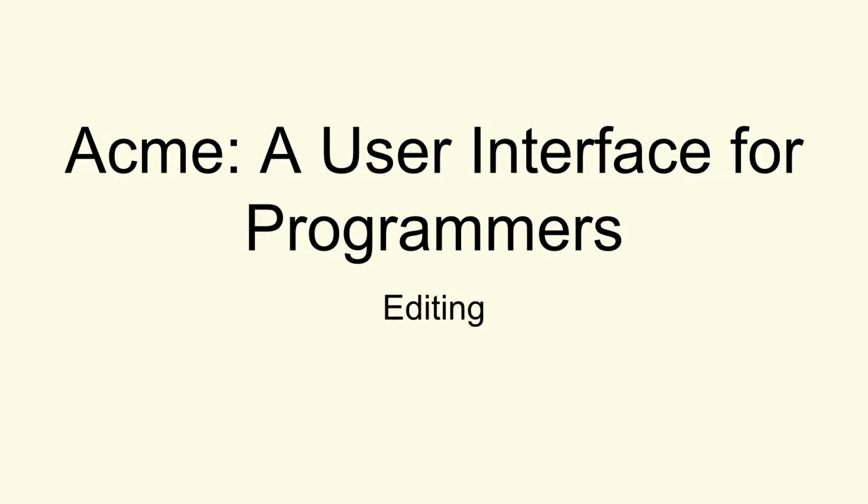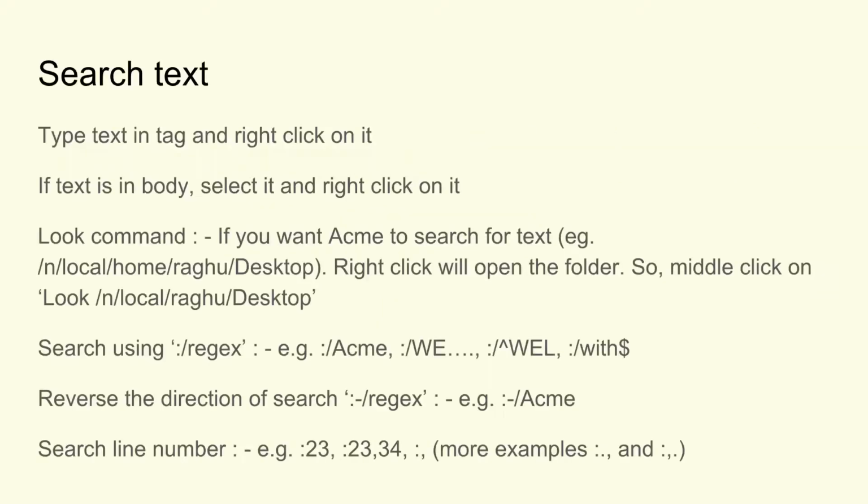Hi, this video is about editing in Acme. We can use these techniques to search in Acme. We can type whatever we are searching for in the tag or body and then right click on it. We can use the look command. We can even use regular expressions to search for what we are looking for.